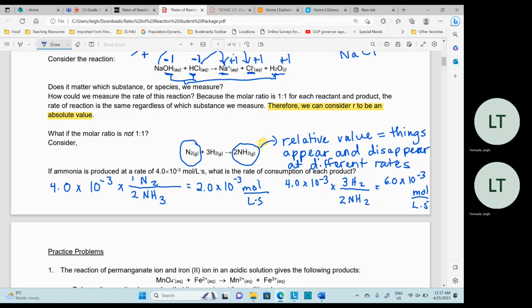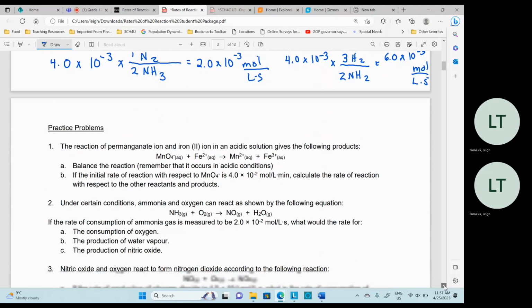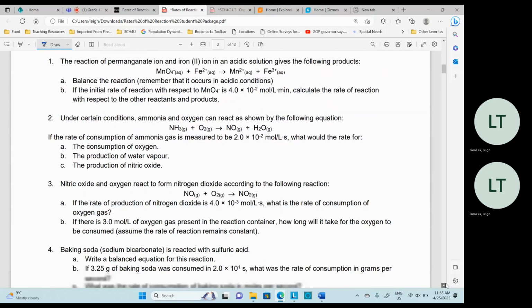Okay, so you'll notice that the rate of nitrogen is slower, right? Because there's less of it used per ammonia, right? There's less compared to ammonia. The rate is less than ammonia because the coefficient is less than ammonia. But the rate of hydrogen consumption is much higher because it has a higher coefficient. Okay, so let's do some practice problems together.